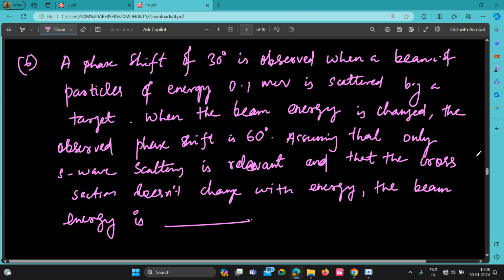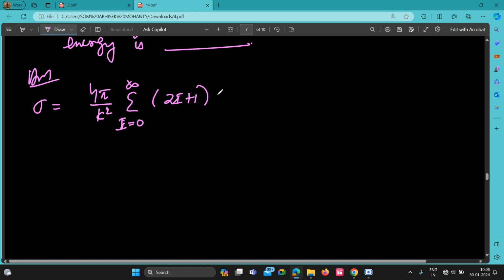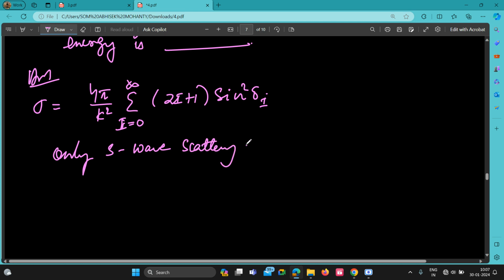Cross section doesn't change with energy, the beam energy is. Okay, so we know the cross section formula: sigma is equal to 4 pi by k square, summation l from 0 to infinity, (2l plus 1) sine square delta l. Only S wave scattering is relevant.